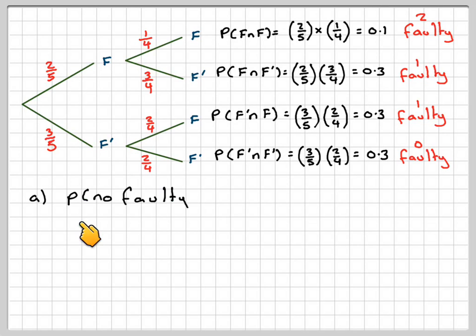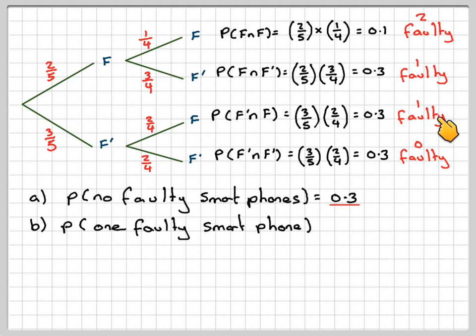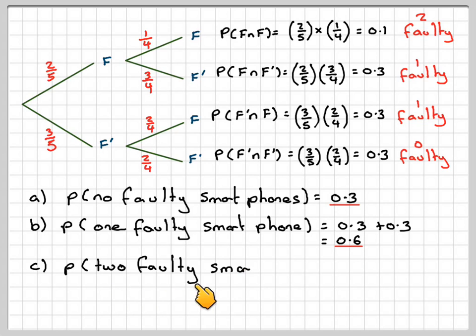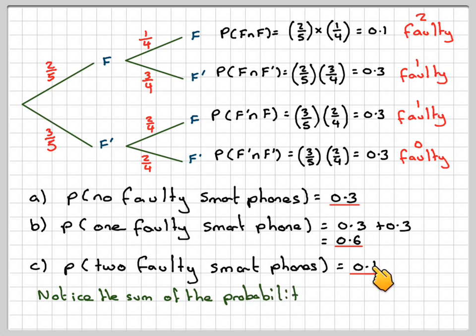So, to answer the question, the probability of no faulty phones is going to be this one here, which is 0.3. The probability of one faulty smartphone, well, there's 2 cases where that can happen. They're both mutually exclusive events, so you can add them together. So it's 0.3 plus 0.3, which makes 0.6. And the probability of 2 faulty smartphones is going to be this case here, which gives me 0.1. Now, you can put these probabilities into a table. Just one last thing, notice that 0.3 plus 0.6 plus 0.1 do add up to 1.